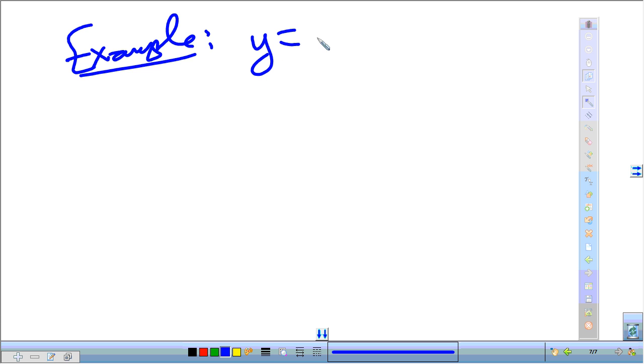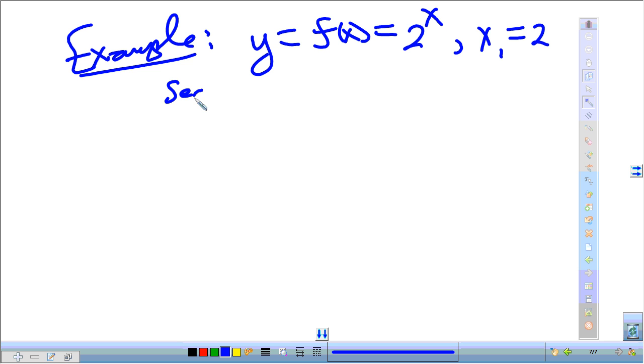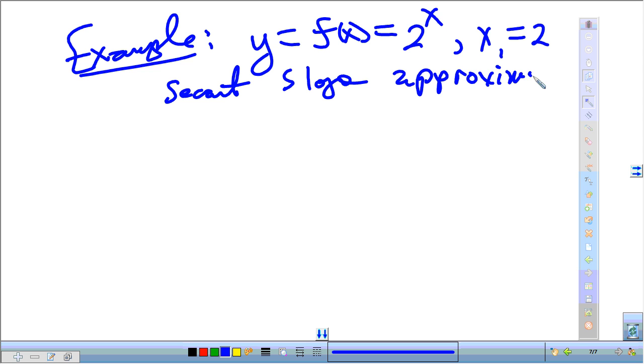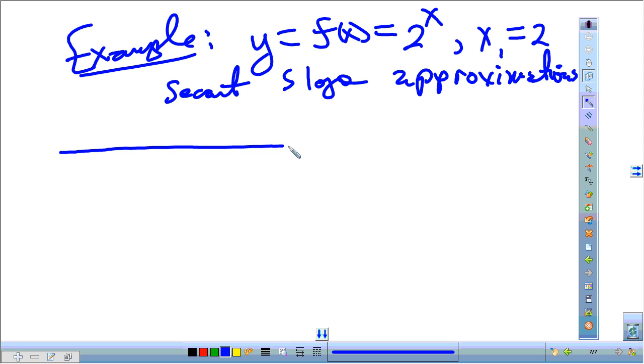So, for example, let's take y equal f of x defined by 2 to the x, and use a point at least at 2. So what's the tangential direction or slope at 2? Well, we'll approximate. So let's look at some secant slope approximations.